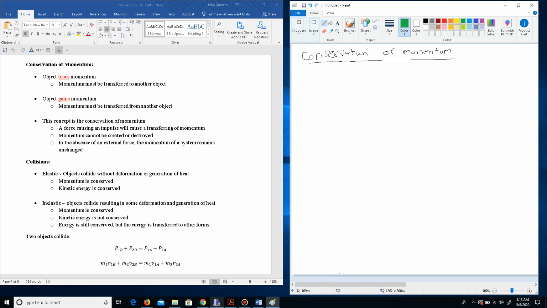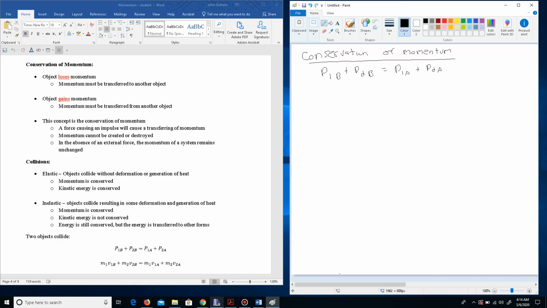Alright, so we have a couple kinds of collisions. We have elastic. These objects collide without deformation or generation of heat. Momentum is conserved. And so by momentum is conserved, we have P1, actually no, hold on a second. P1 before the collision, so I'll put B there, plus P2 before the collision equals P1 after plus P2 after. And then M1, well, I'll get to that in a minute. Okay, so that's what that means.